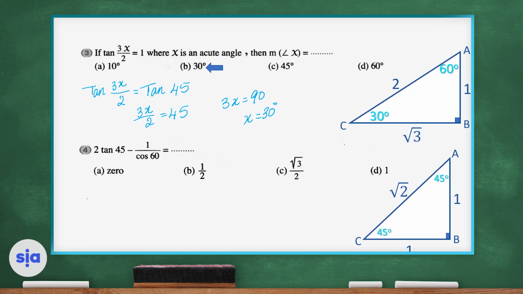Question 4. 2 times tan 45, which is 1, minus 1 over cosine 60, which is 1 over half, then it's 2 minus 2, then the answer is 0. So in question 4, the correct answer is choice A.